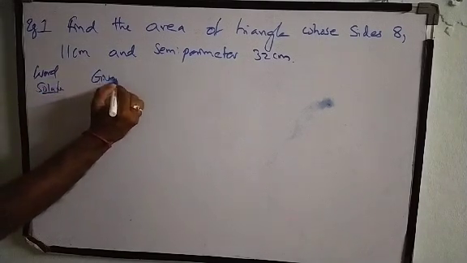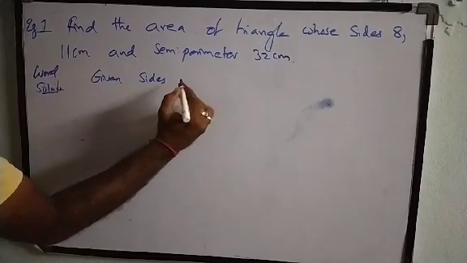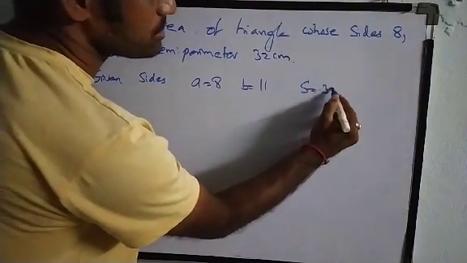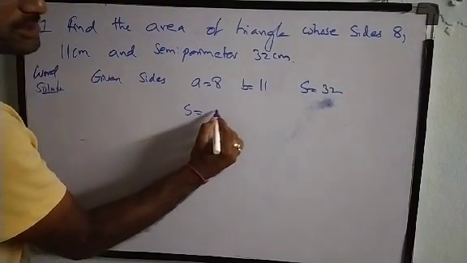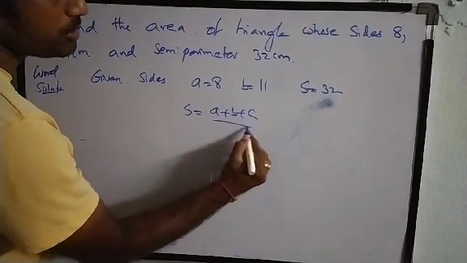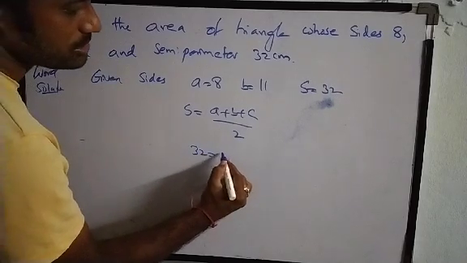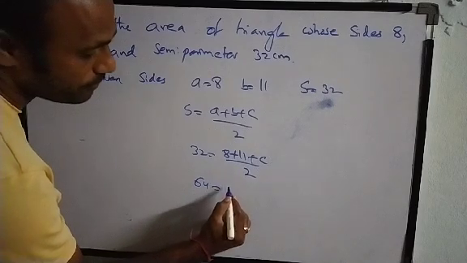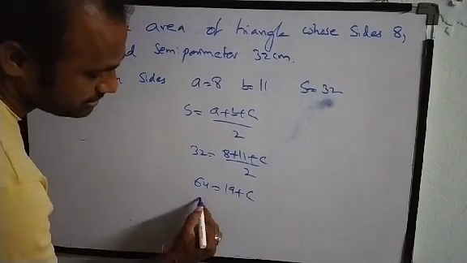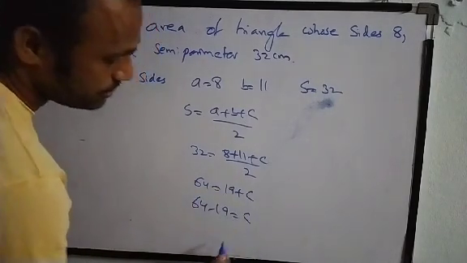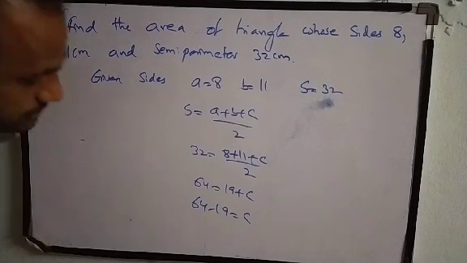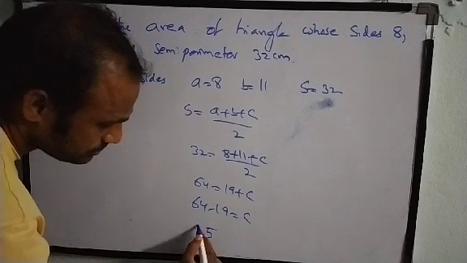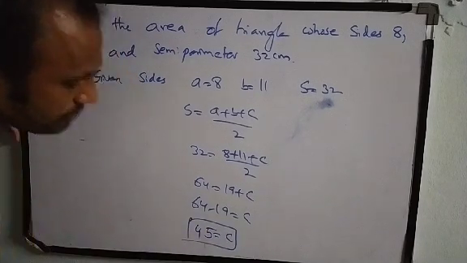Given sides, A is equal to 8, B is equal to 11 and S is equal to 32. We have S is equal to A plus B plus C by 2, which is 32 equals 8 plus 11 plus C by 2. So 64 is equal to 19 plus C, 19 is equal to C. So C value is 45.